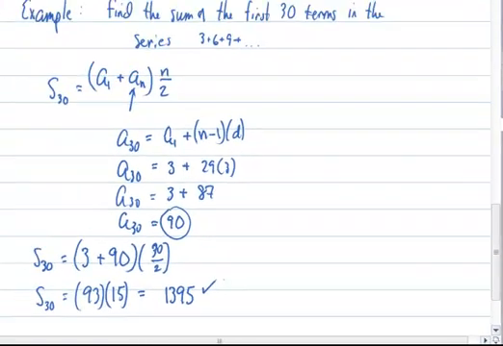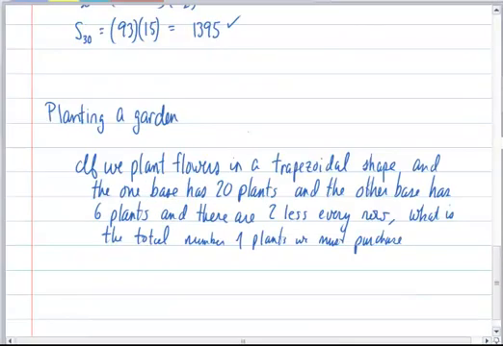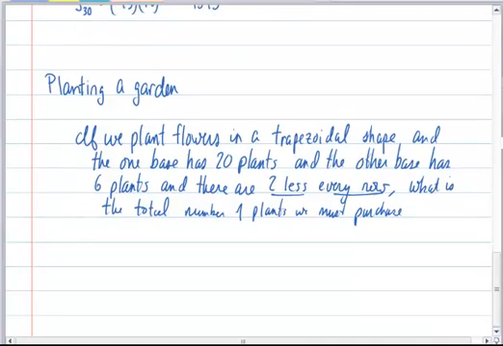Let's look at one other example. If we plant flowers in a trapezoidal shape, and one base has 20 plants and the other base has 6 plants, and there are 2 less in every row, what is the total number of plants we must purchase? So at first look, I just want to jump right in and use the summation equation, and I'm going to write down the sum of all the plants is going to be equal to my first row plus my last row, all multiplied by the number of rows divided by 2.